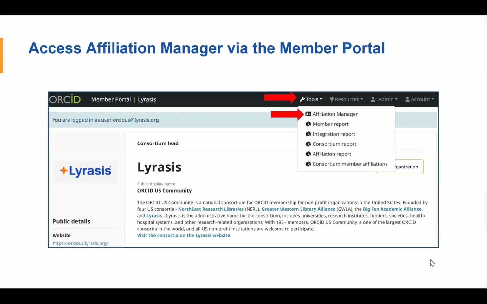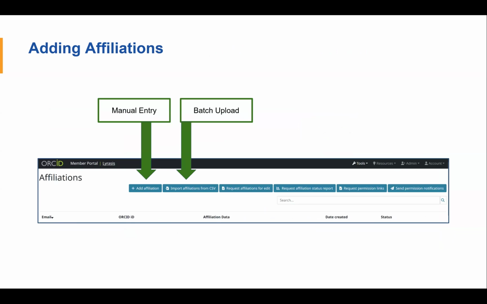Once you do that, it will take you to this page, which shows the different buttons where you can add affiliations. The first one, add affiliation, is essentially a manual entry of adding an affiliation. The second button, import affiliations from CSV, is a batch upload. So if you're adding multiple people or multiple affiliations, you can use a CSV file to make that easier.